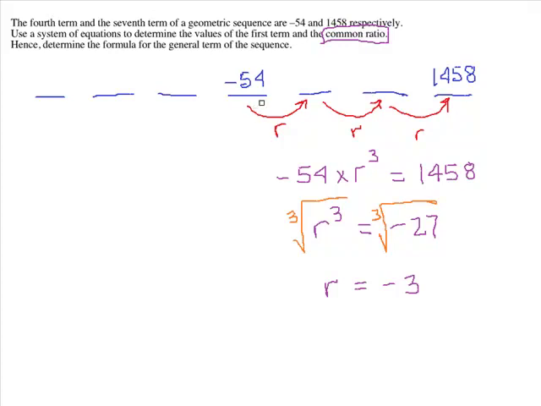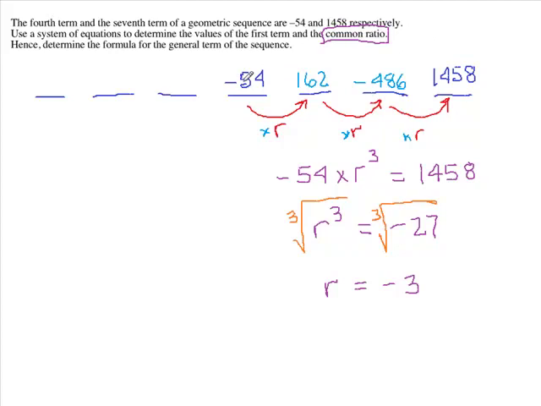Now that we have this r, we can do all kinds of great stuff. We can fill in every blank in this sequence, really, because starting from negative 54, if we multiply by negative 3, we get 162. And if we multiply by negative 3 again, we get negative 486. And just as a check, if we do negative 486 times negative 3, yeah, we do get 1458, so this part's working. So we can multiply by r over and over to get these later terms.